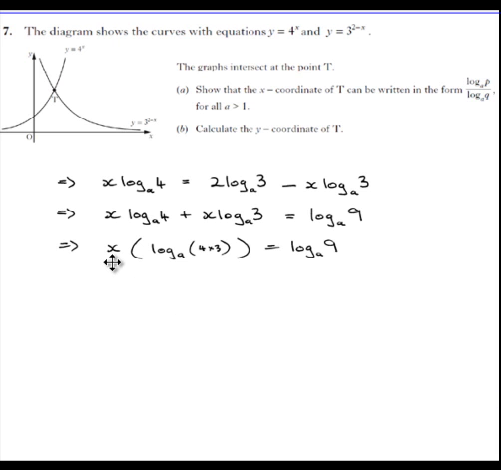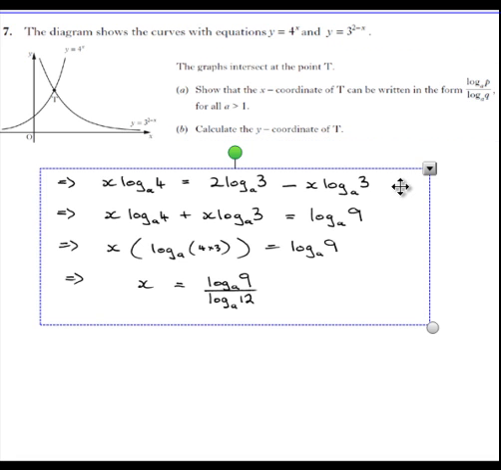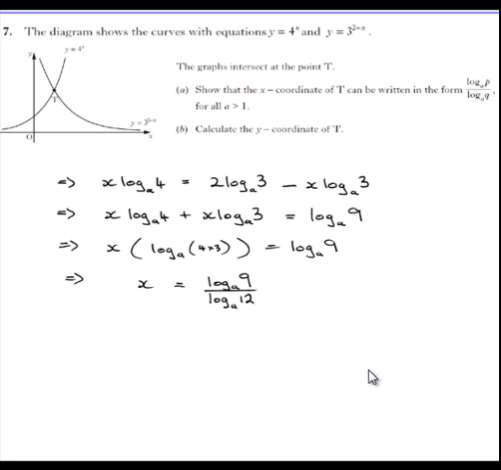That's multiplying the x. So to get x, we take the log to the base a of 12 over to the right hand side and divide. So x is equal to log to the base a of 9 divided by log to the base a of 12. And this is the answer for part A. The x coordinate of T we have now written in the form log to the base a of p over log to the base a of q, where p is 9 and q is 12.